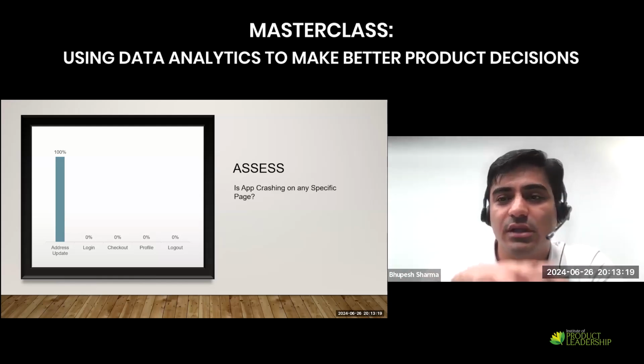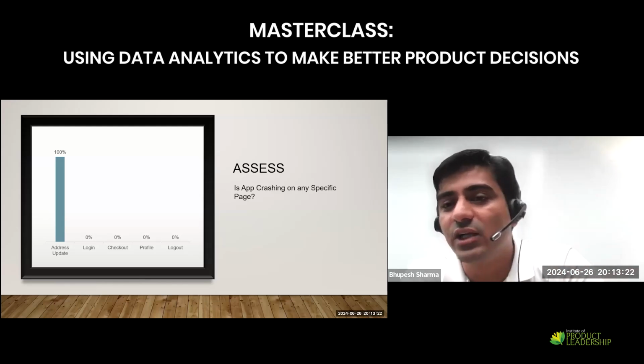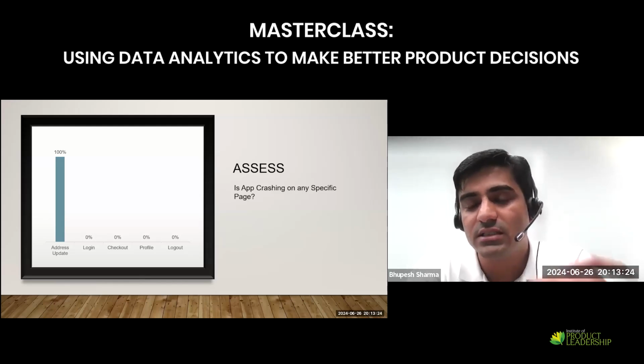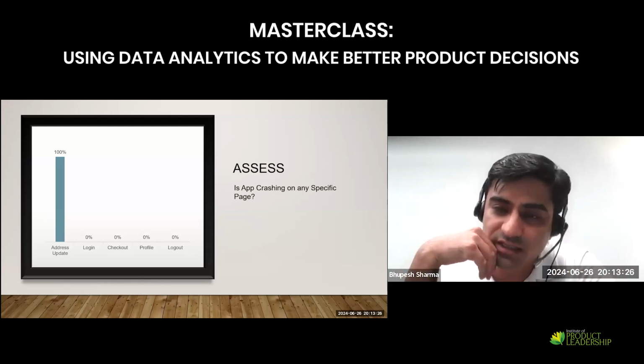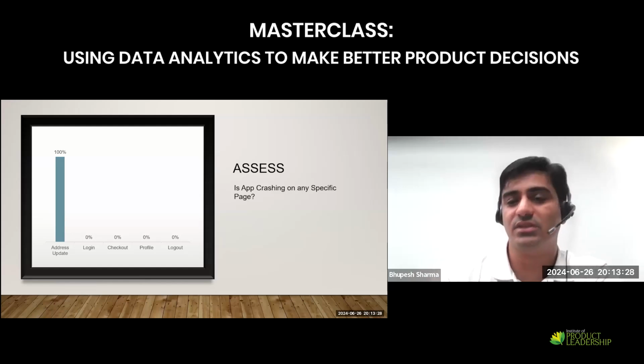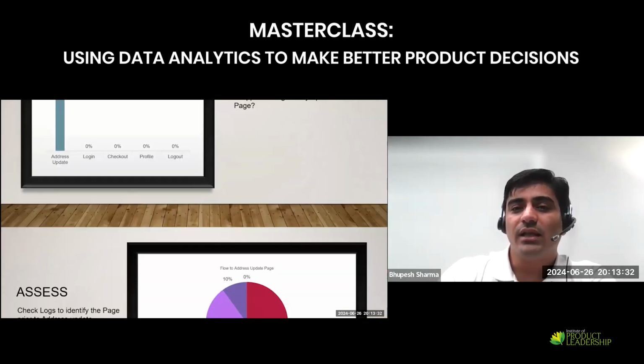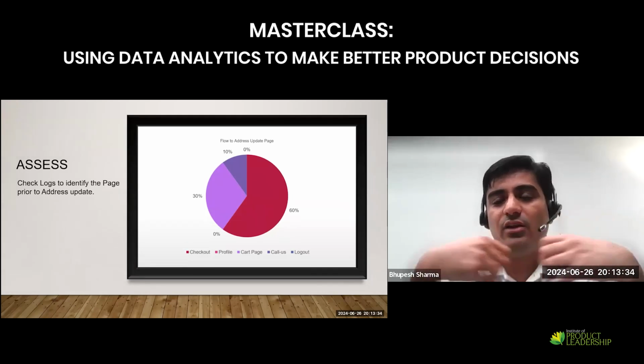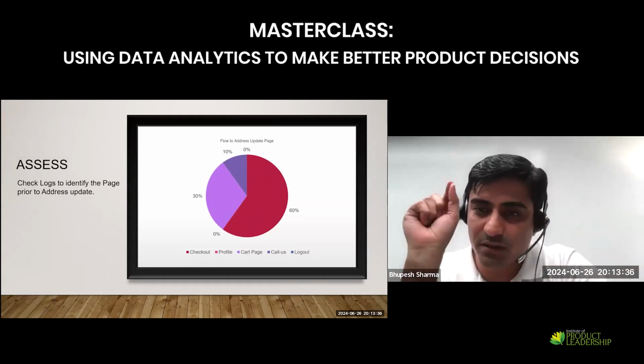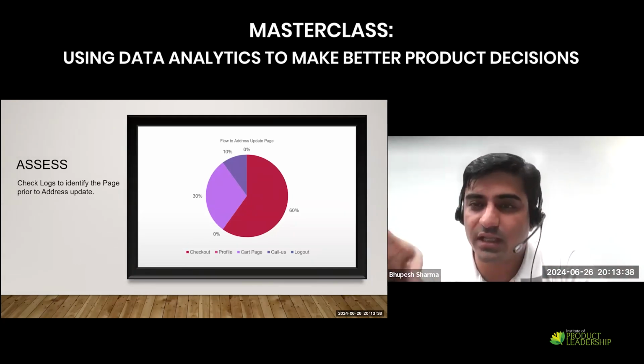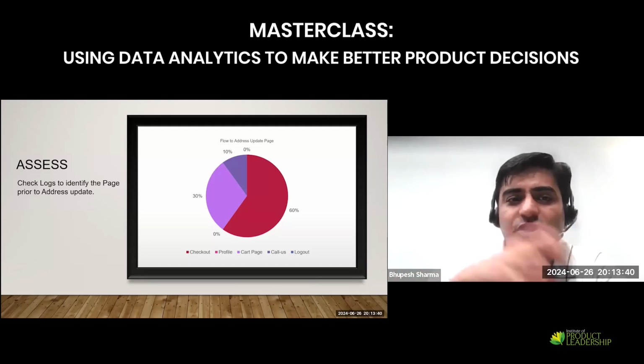But the insight you are getting from this is that there's one page, which is the address update page. From there, this app is crashing. What is the next thing you want to look at? Like, whenever I log in and go to this, and click on address update, the address update page opens. From which page am I moving?